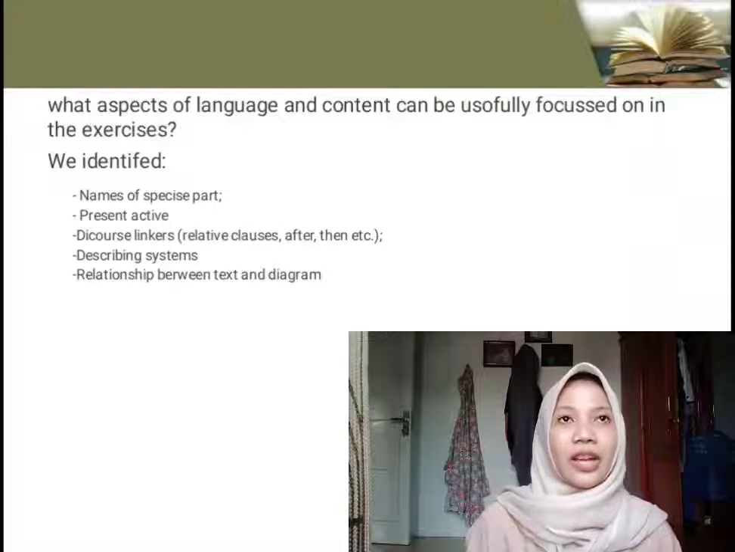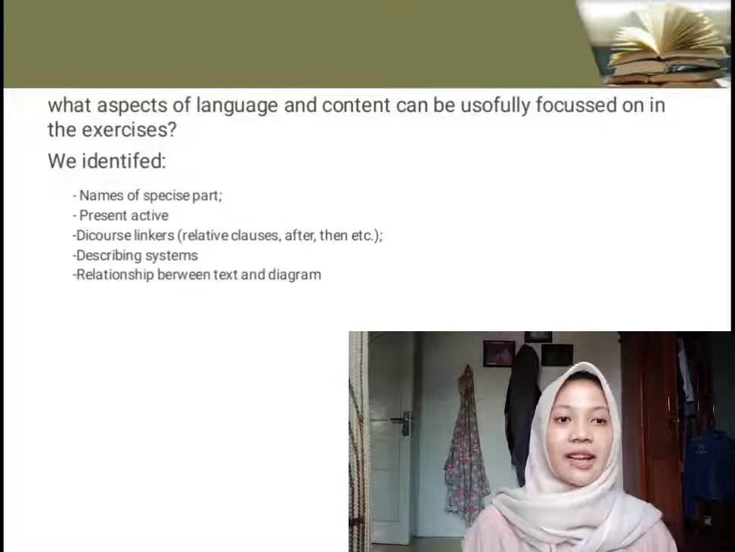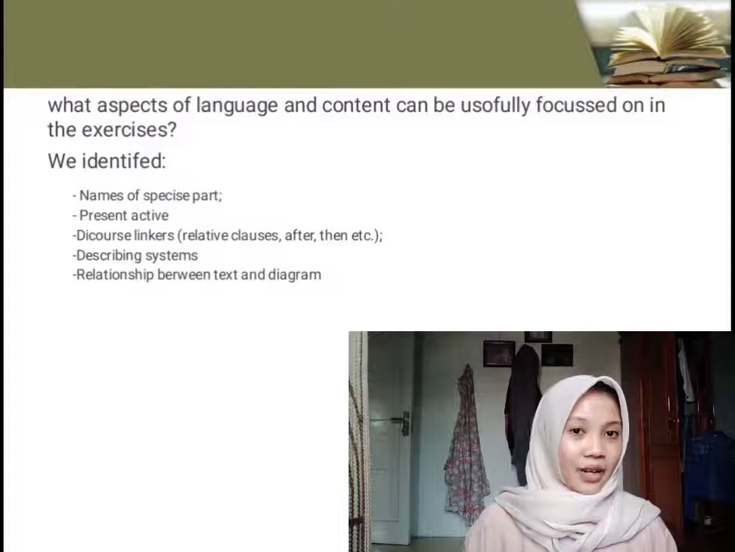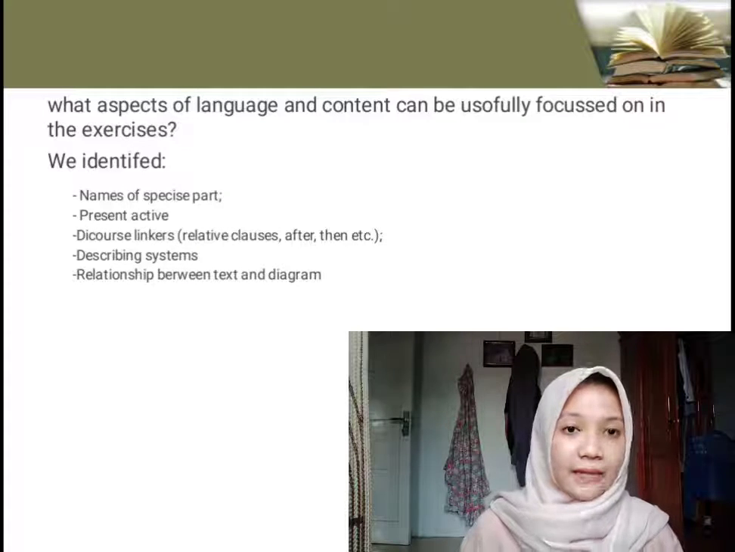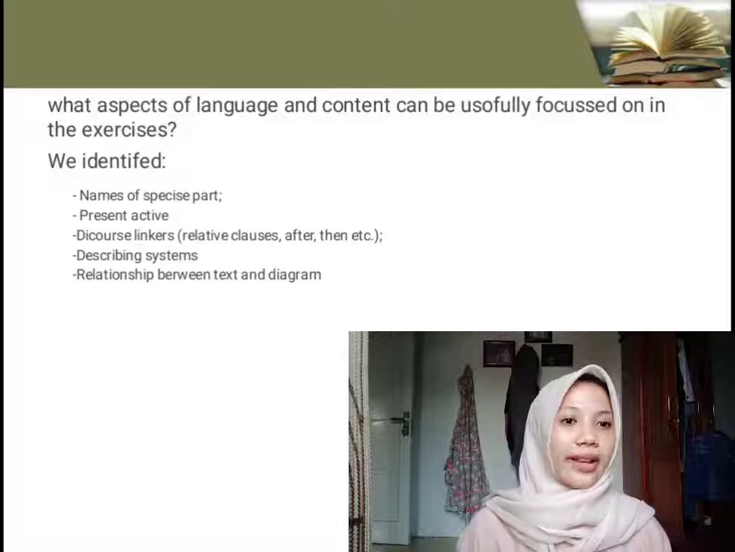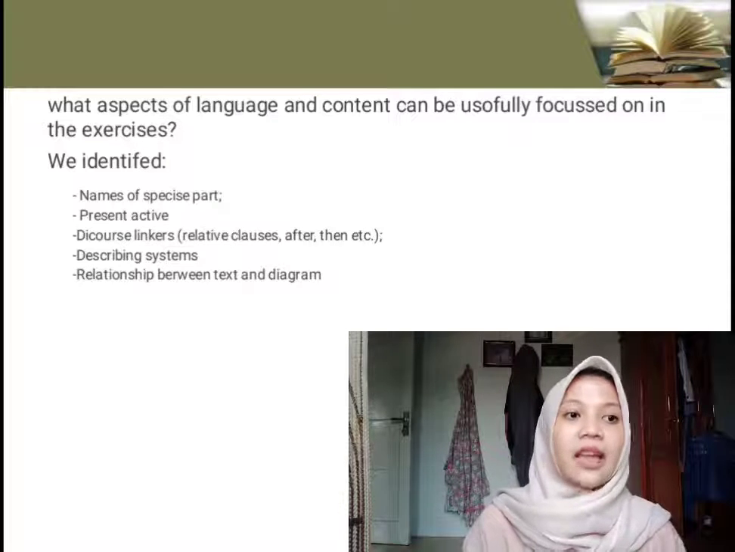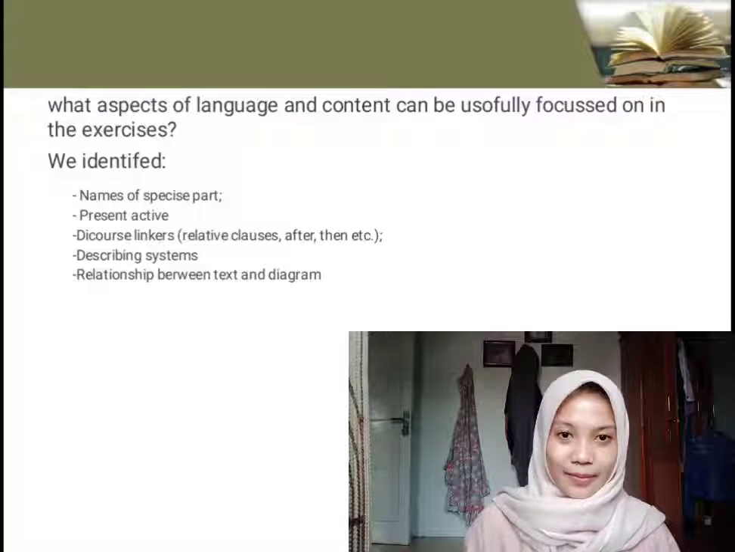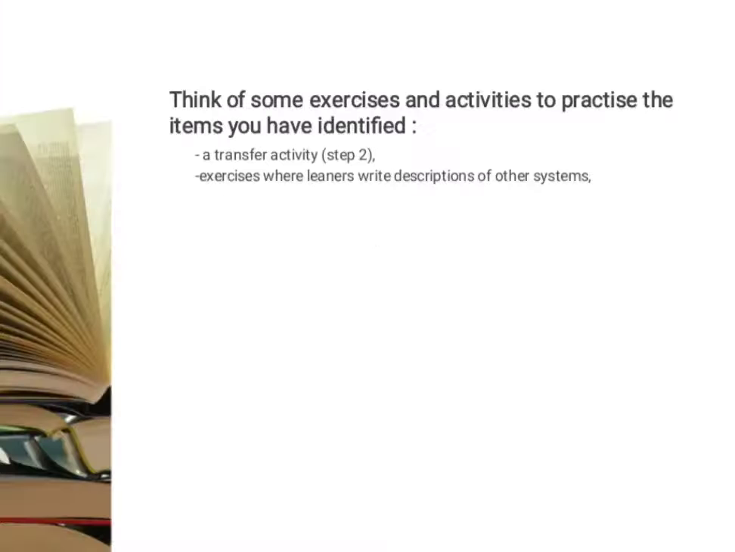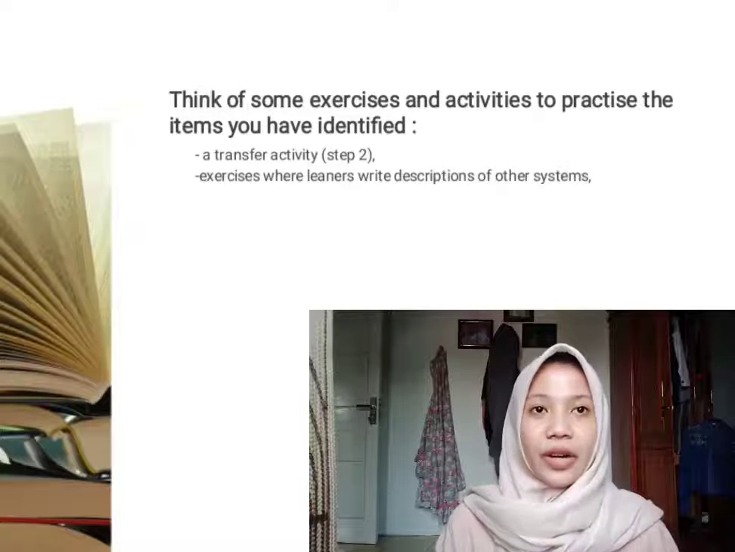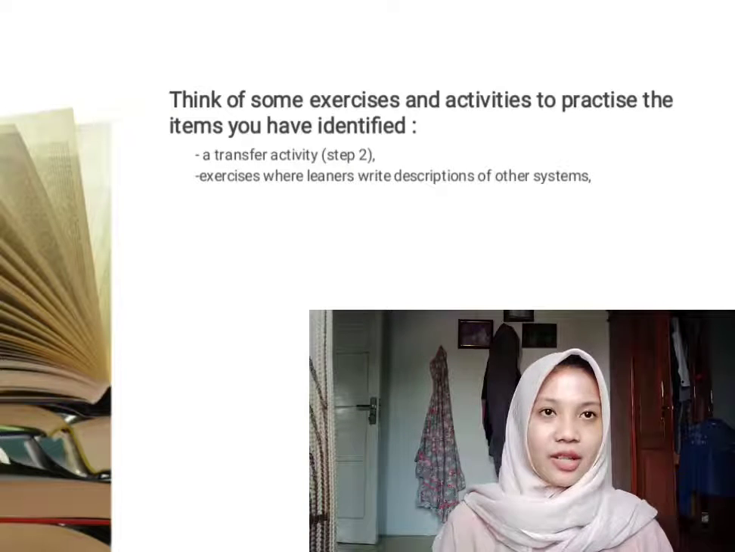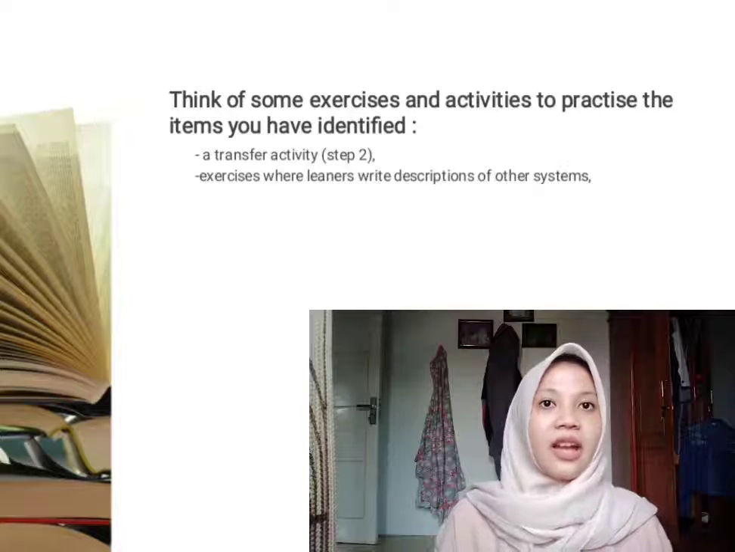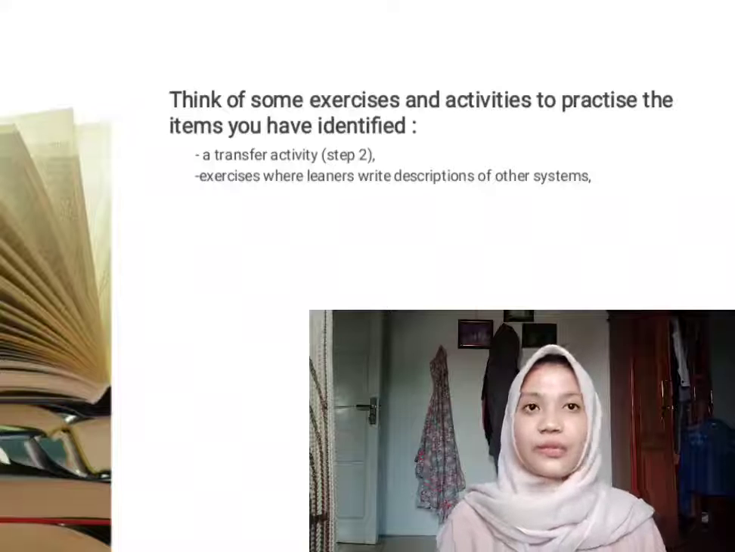So here, we should think of several exercises and activities to practice the items you have identified. From here, we can design the first transfer activity, in which learners will extract important information from the text and use it to complete and label system diagrams. Next, there is an exercise where learners write other system descriptions, for example, rainfall and central heating, if this is not used for the task.